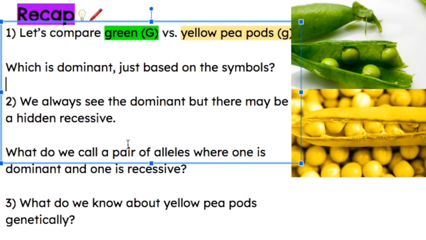Two, we always see the dominant gene. Remember, it's the loud friend, but there could be a hidden recessive. So what do we call a pair of alleles, so those letters, where one is dominant and one is recessive? We've been giving it a fancy name. We talked about it on many slides before. Question 3, what do we know about yellow pea pods genetically? Meaning, if you had to give them letters and assign a term, dominant, heterozygous, hybrid, recessive, based on this symbol, what do we know about these yellow pea pods?